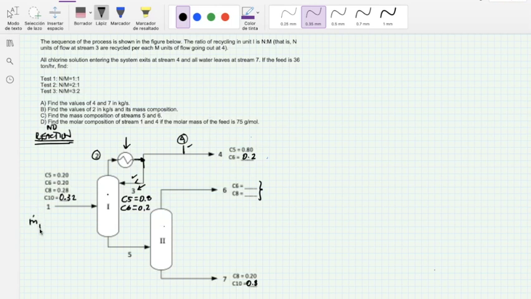First of all, we have the feed. The feed is 36 tons per hour, and if you do the unit conversion, you will get 10 kilograms per second. Okay, so that's the mass flow of the feed. So no problem about that.